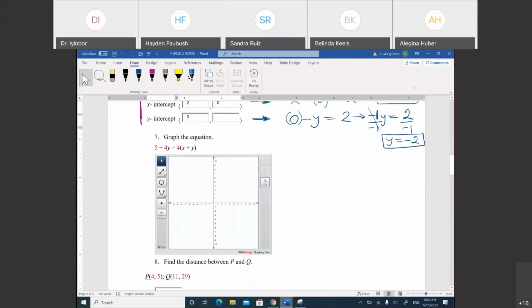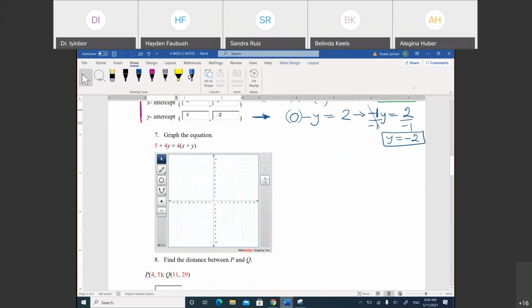We have to graph this equation, and this is how you graph it. First, you're going to solve this equation. You're going to do the parentheses and simplify. So I'm going to multiply first. 4 times x, 4 times y. So I'm going to get 5 plus 4y equals 4 times x is 4x plus 4 times y is 4y.